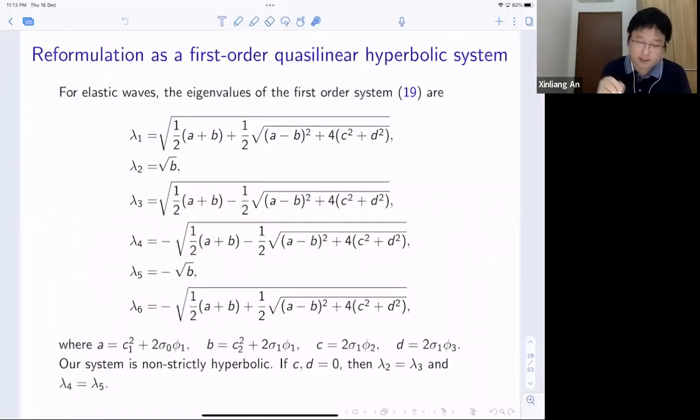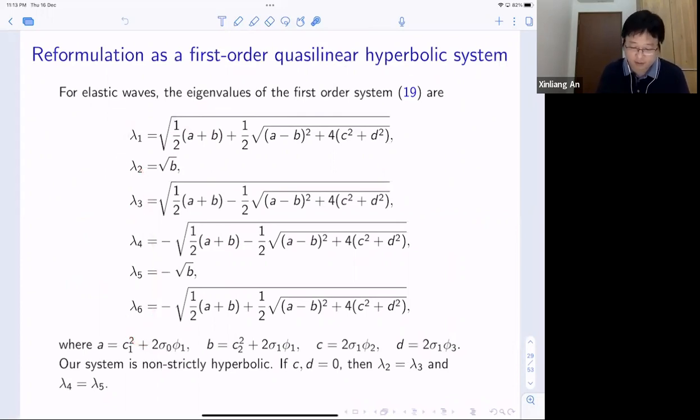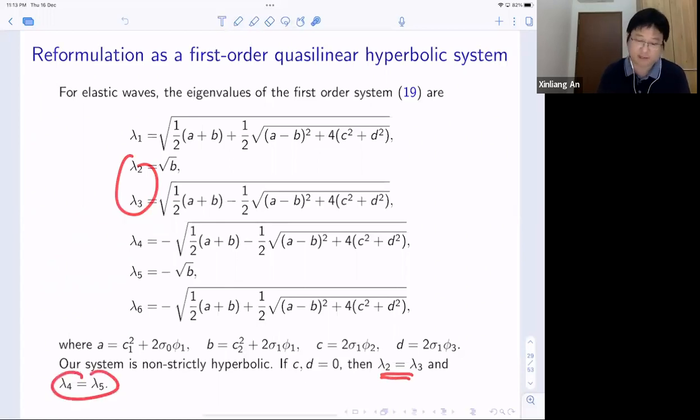So we first reformulate everything using the first order hyperbolic system. For elastic waves, these will be the eigenvalues. We have 6 eigenvalues, and A and B are related to some physical constants and also related to the unknowns. This is non-strictly hyperbolic: if the solutions phi 2 and phi 3 are 0, lambda 2 and lambda 3 could be the same, and similarly for lambda 4 and lambda 5.